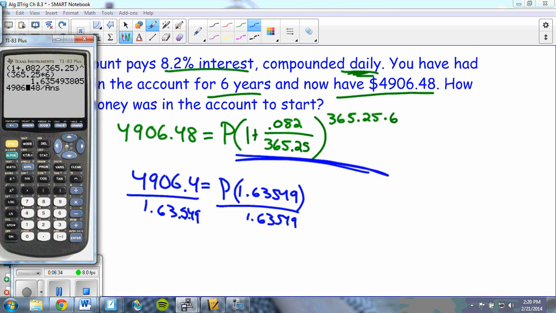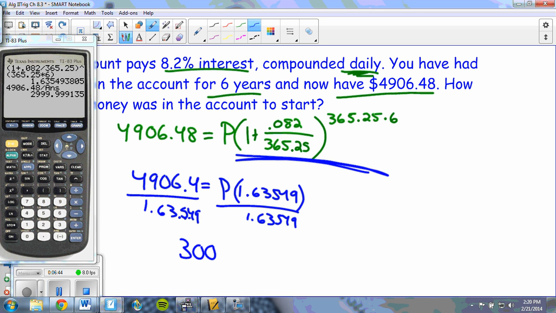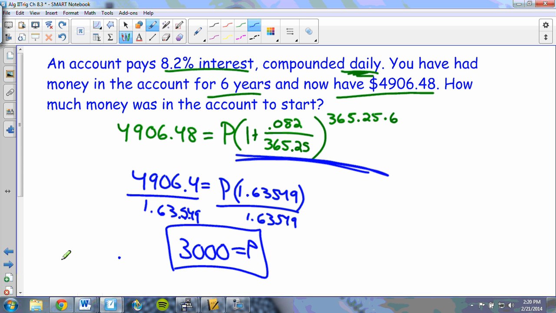Okay, I cleaned that up a little bit. I apologize for how weird it is. Doing this division, 4906.48 divided by the previous answer gives me $3,000. I started with $3,000. Okay, keep going.